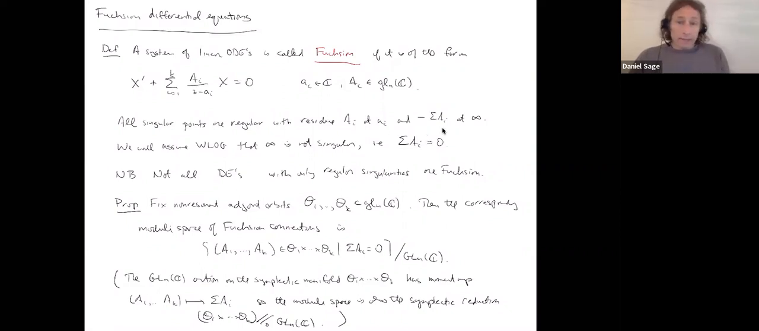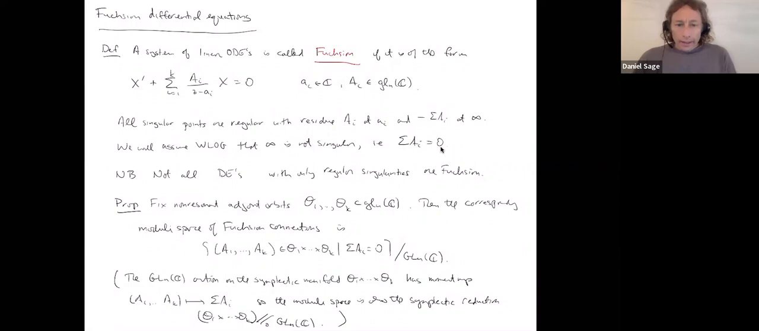The one thing one has to be careful about is, of course, there could be a singular point at infinity. Its residue is minus the sum of the A_i. Now, of course, we can do a global automorphism of P1 so that infinity goes to something which isn't infinity, and assume that infinity is not a singular point. So we're going to assume without loss of generality that the sum of these capital A_i is 0. If the residue is 0, then there's no singular point there.